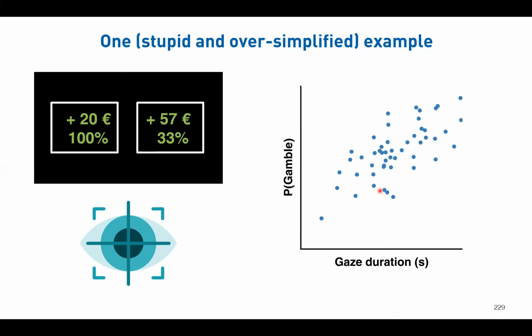And then here on the right-hand side, I show you the anticipated results. On the x-axis is the gaze duration, the fixation time, and on the y-axis is the probability of choosing the gamble, how likely the participant is choosing the risky option. So here I show a simple positive relationship. When an option is looked at longer, then it is more likely to be chosen.